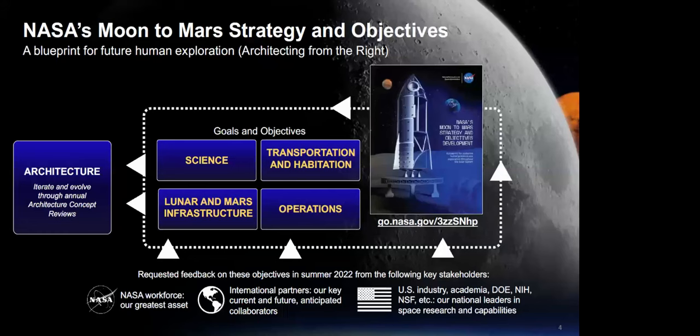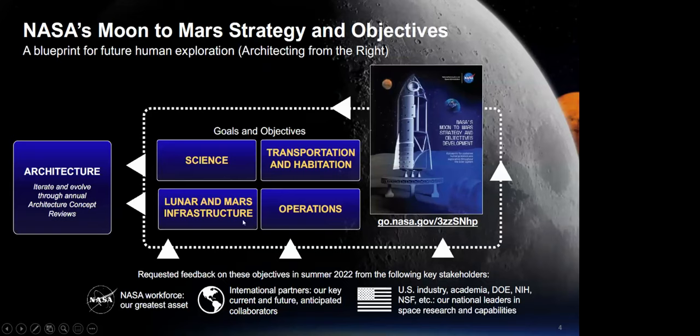Now, recently, in 2022, NASA released the Moon to Mars Strategy and Objectives. So now we have an official document that's publicly available at this website, and it focuses on the goals and objectives for science, transportation, habitation, lunar and Mars infrastructure, operations. And if you add all those goals and objectives together, then that's when you can start to formulate an architecture. And NASA is doing this right now, and they have annual architecture concept reviews. So that's how it's working.